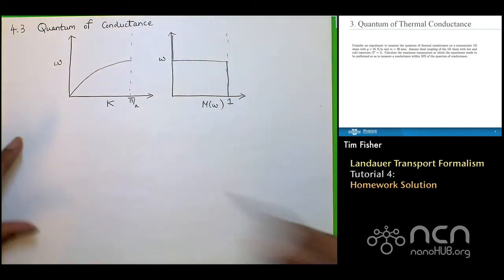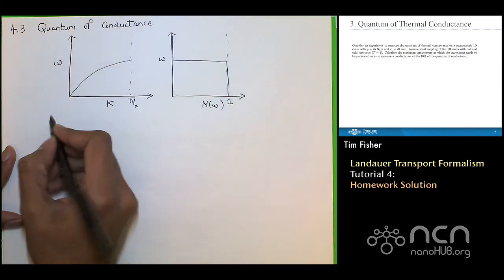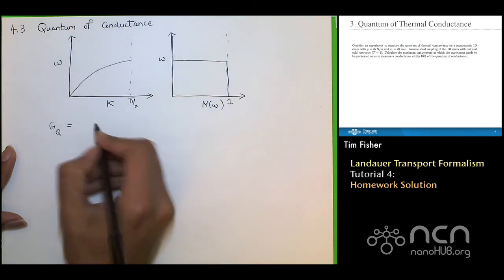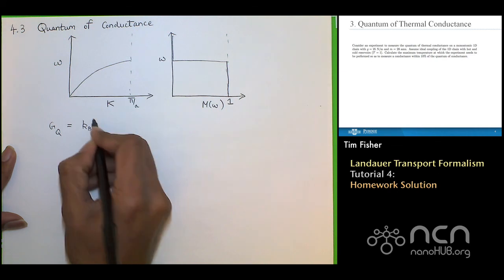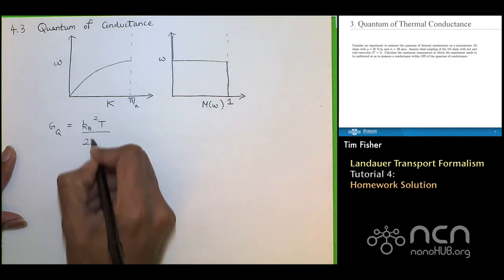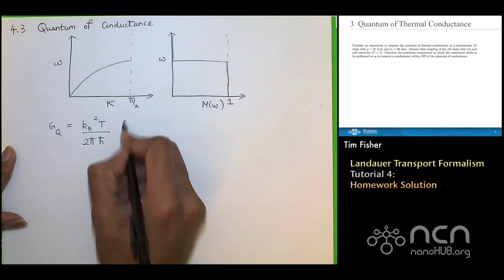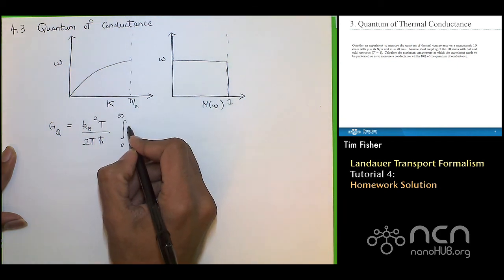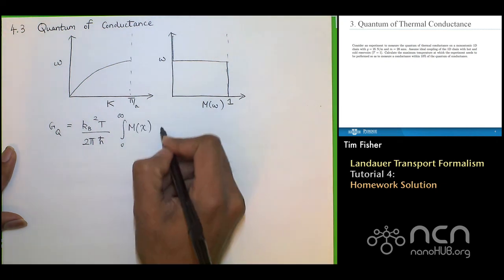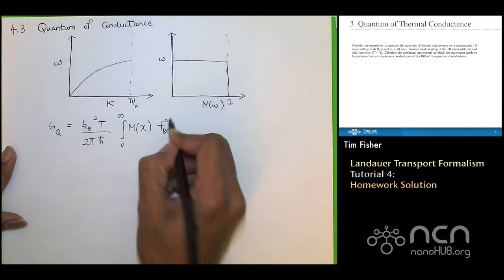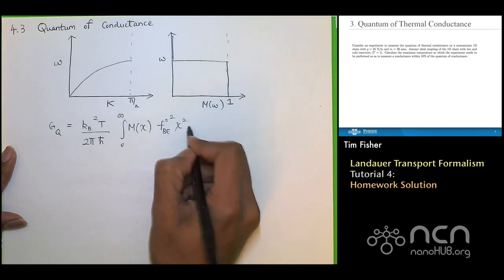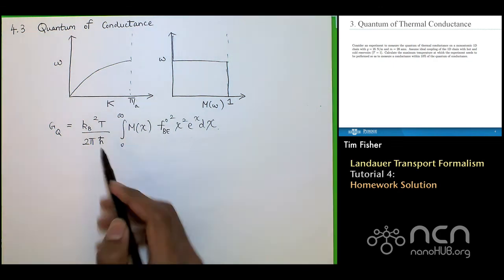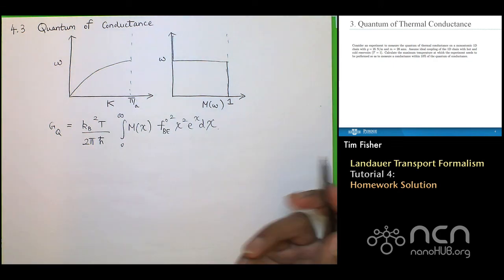So first, let me just write down the expression for the conductance integral. G_Q is given by k_B squared T by 2 pi h bar times the integral from 0 to infinity of M(chi) times chi squared e to the power chi over (e^chi minus 1) squared d chi. So this is the integral that was used to calculate the quantum of conductance.